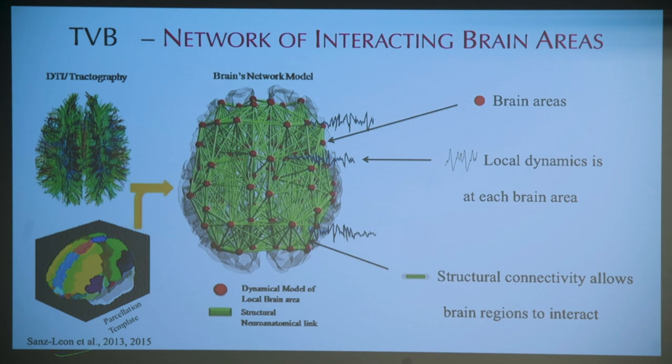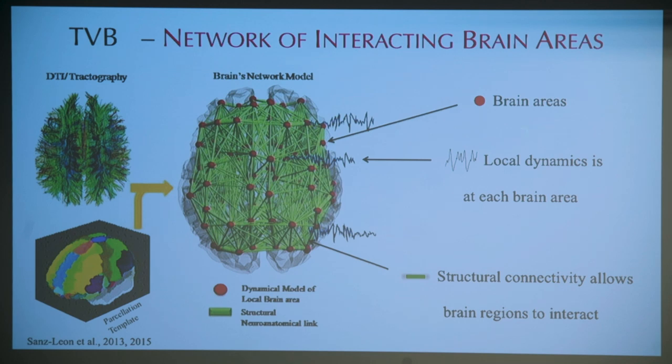Petra showed that before. In TVB, our models are based on experimental data, structural data, and we build up these network models. What you see in red are the lumped brain areas. These are population models in that case, representing brain regions. In green are the structural connections, connecting these brain areas. And what the user has to do in TVB is to decide on the local dynamics. So TVB is equipping each of these brain areas with a local dynamics.